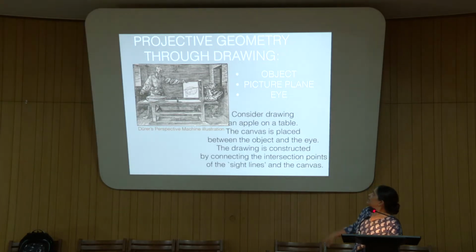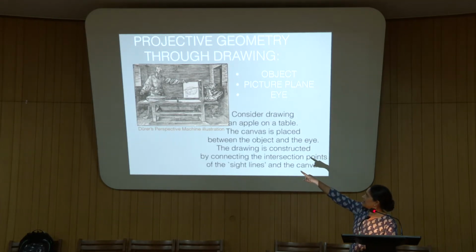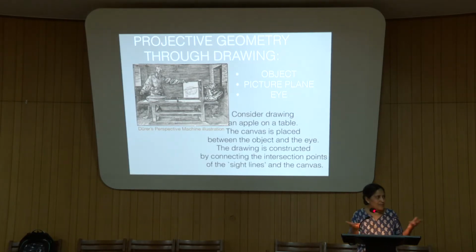So it consisted of an object. There's a lute or something over there. The picture plane, on which the picture has to be drawn, and the eye of the artist over there. So for instance, many of you said that you were interested in art. You can consider drawing an apple on a table. It's a very simple exercise. So the canvas is placed between the object and the eye, right?